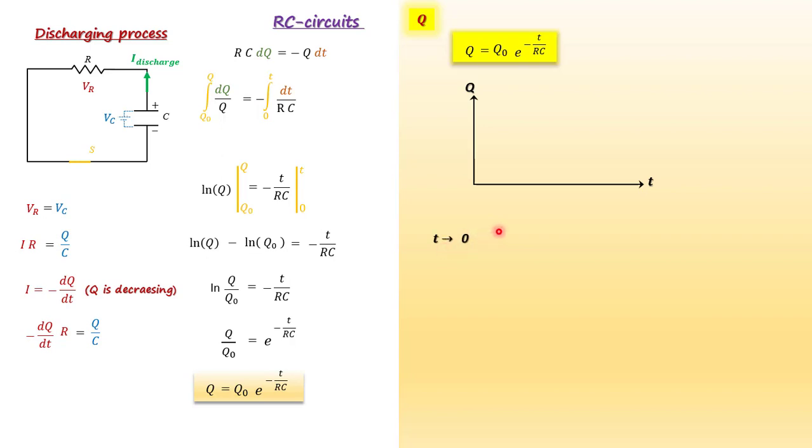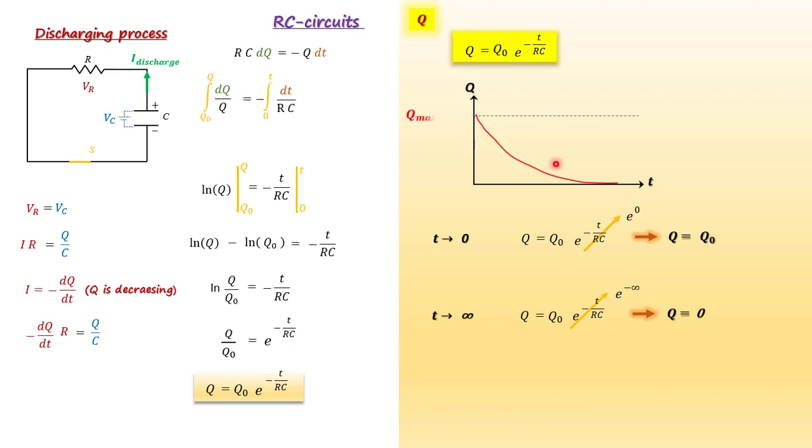Okay, at time t equal to 0, that part becomes e to 0, which is 1. So Q is just Q0. At time t infinity, this part becomes e to the minus infinity, which is 1 over infinity. Then Q becomes 0. So you see, we start with the maximum charge, then we end up with 0 charge. So there's a decrease, and this decrease is exponential. When we plot charge as a function of time for the discharging process, then we have this picture.